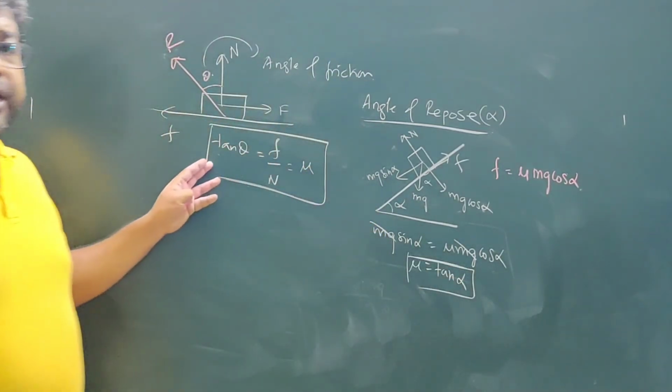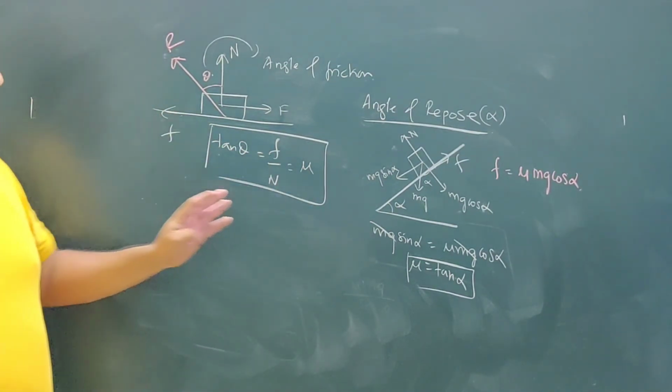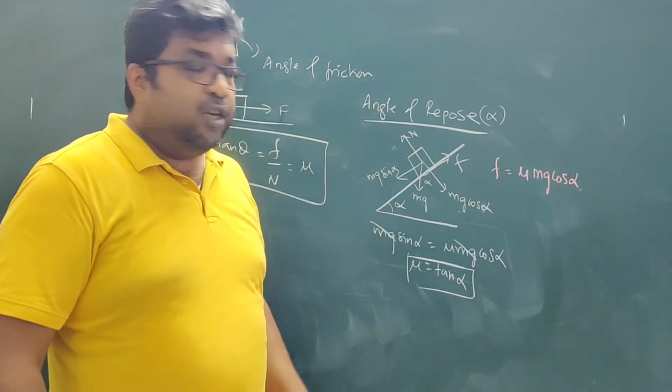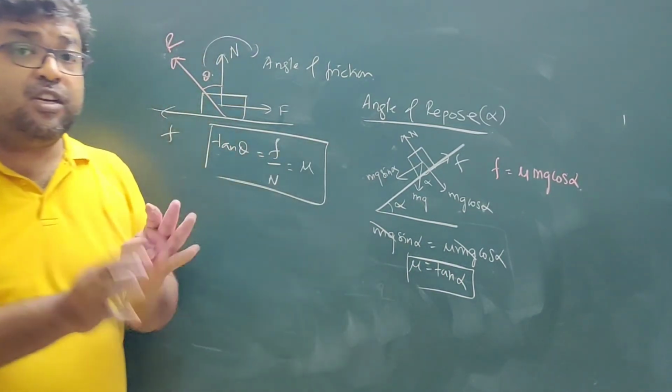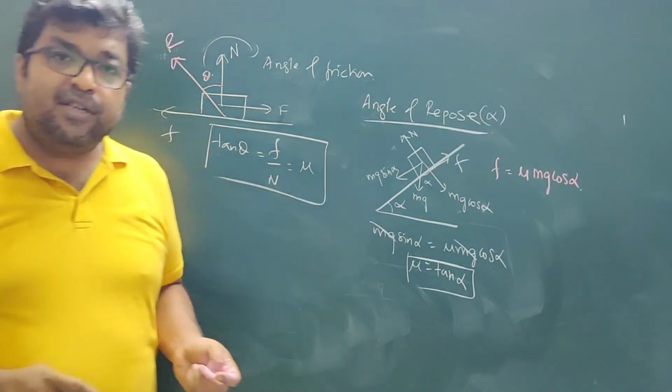So here we got mu equal to tan theta, that is, coefficient of friction is equal to tangent of angle of friction. Here we are getting coefficient of friction is equal to tangent of angle of repose. So that means angle of friction and angle of repose are not equal, they are numerically equal. Numerical values are the same.